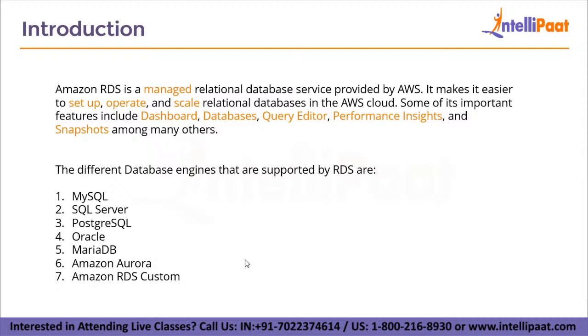And some of its important features include a dashboard, which is basically a graphical user interface provided by AWS. You can also use other ways as well, which is the command line interface or the RDS API. But a graphical user interface is the easiest way to interact with the RDS service. And then you have database engines, various popular database engines also you have. And then you are provided with a query editor wherein you can write SQL queries so that you can get the data that you are looking for.